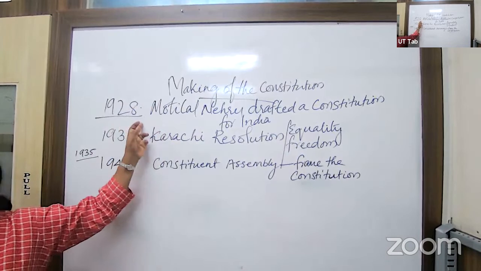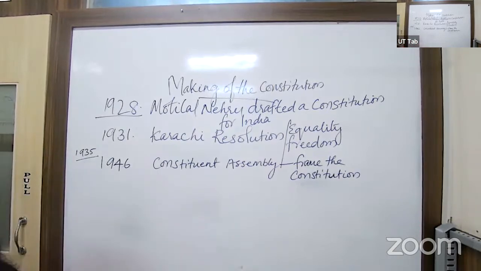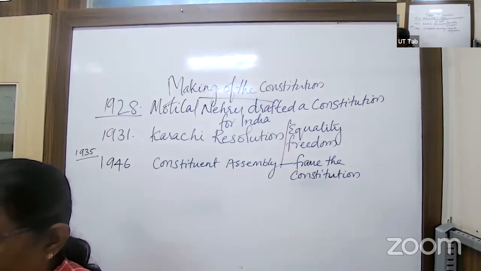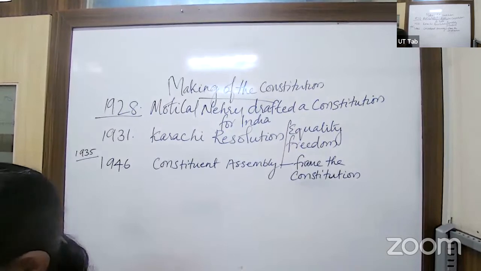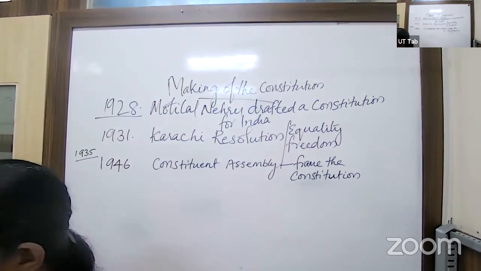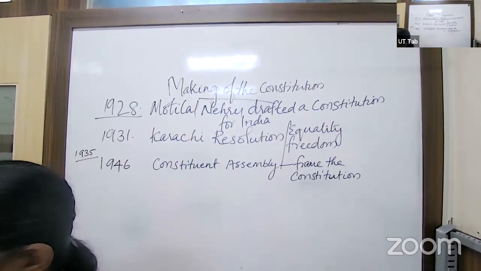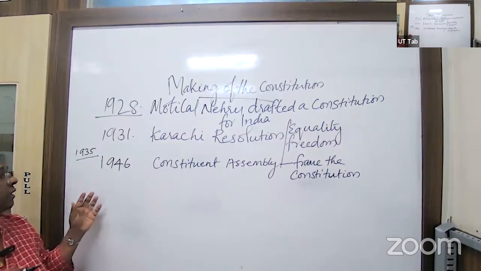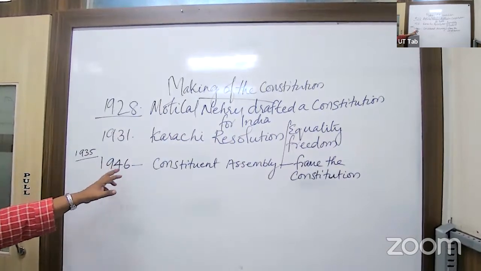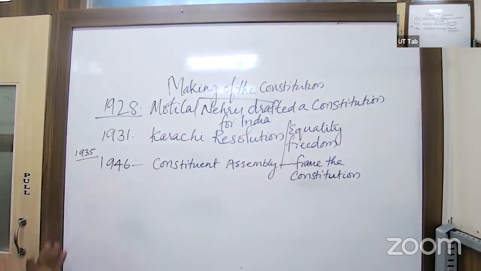See, I have told you, from 1928 onwards they were thinking about what all things to be included in the constitution. Now, when the British said, okay, we will grant you independence before 1948, one word came. So they decided to prepare the constitution, and that work started in 1946. That assembly came to be known as the Constituent Assembly. The assembly to frame the constitution was known as the Constituent Assembly.